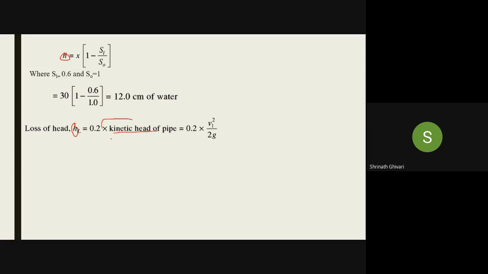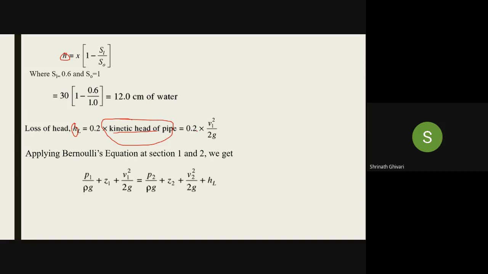So kinetic head of the pipe is given, not throat. If it was throat, it would be V2 square by 2G. But it is given as kinetic head of the pipe. So applying Bernoulli's equation at this point, we get P1 by rho G plus Z1 plus V1 square by 2G, and HL is the loss of head. Or we can write P1 by rho G plus Z1 minus P2 by rho G plus Z2 plus V1 square by 2G minus V2 square by 2G equal to HL.